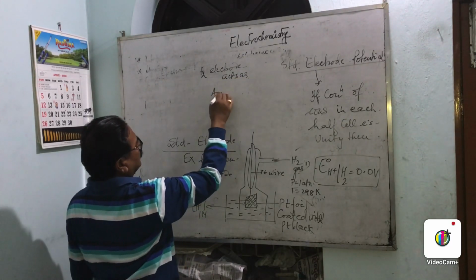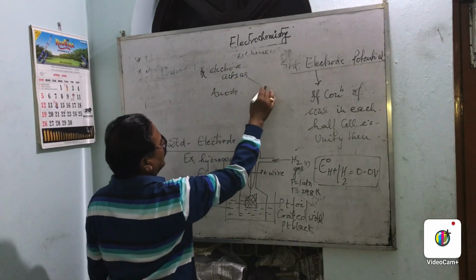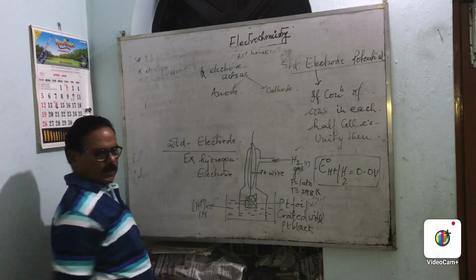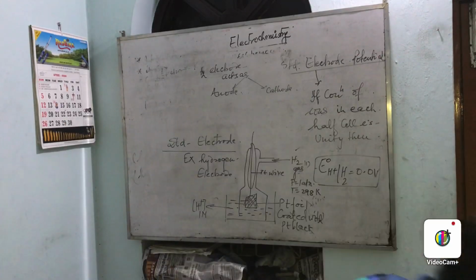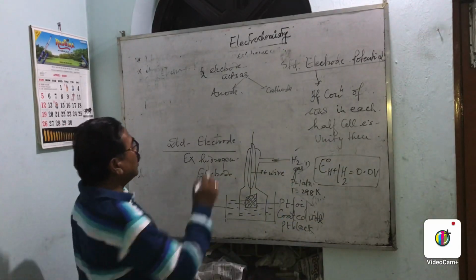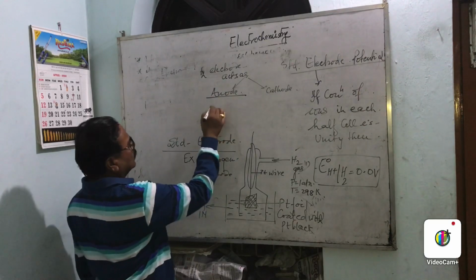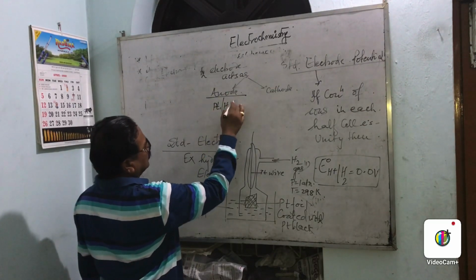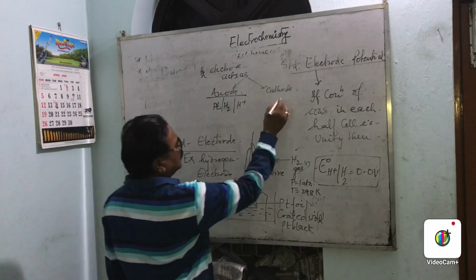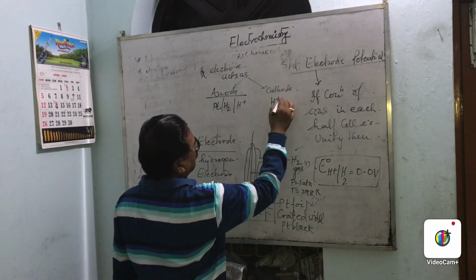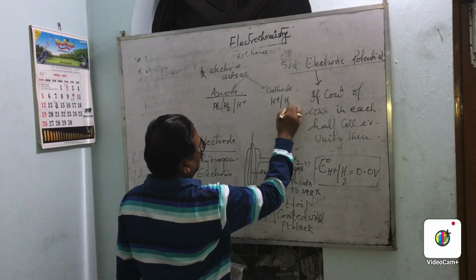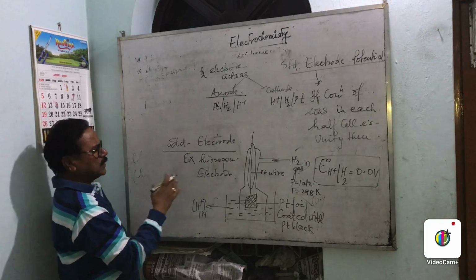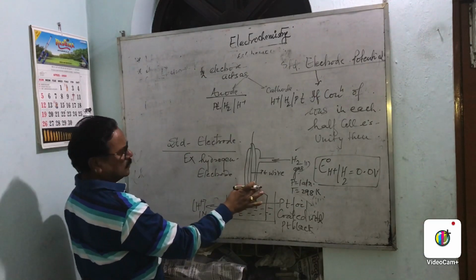anode as well as cathode, it works like both. This will act as anode as well as it will act as cathode. How will it act? When it acts as anode, this is Pt and this is H2 and this one is H plus ion. And when it acts as cathode, H plus, and this is H2 and this one is Pt. So for the sake of simplicity, we take it as the hydrogen electrode.